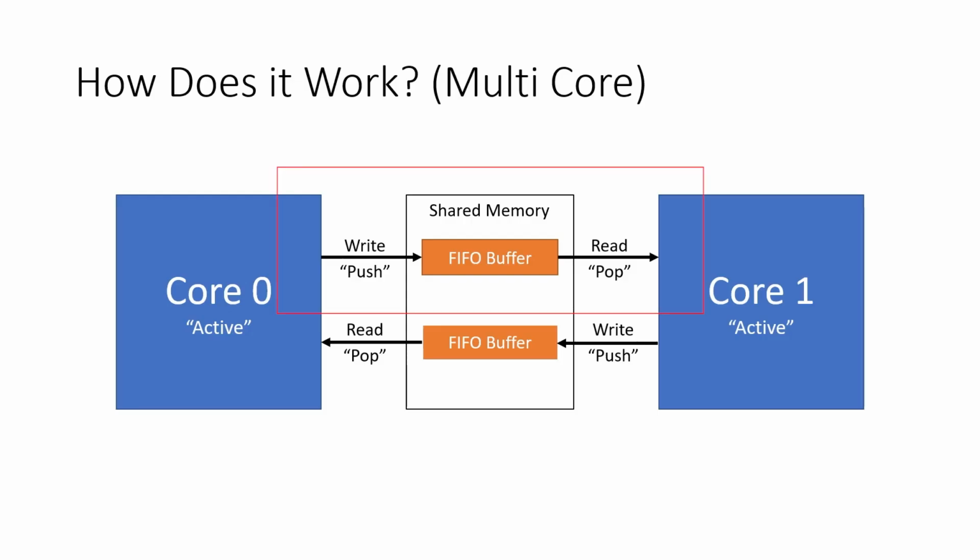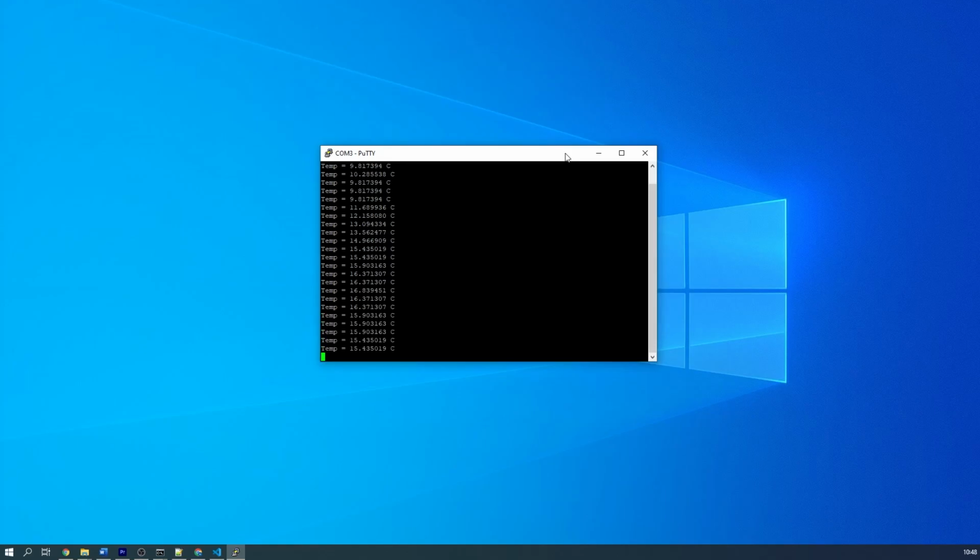Now, I should note that in this program, I only sent data in one direction, from core 0 to core 1. If I wanted to send data back to core 0, then I'd have to create and configure another interrupt and interrupt handler for core 0 in the exact same way that we did for core 1. I'll do this in a future video, so make sure you are subscribed for that if you're interested.